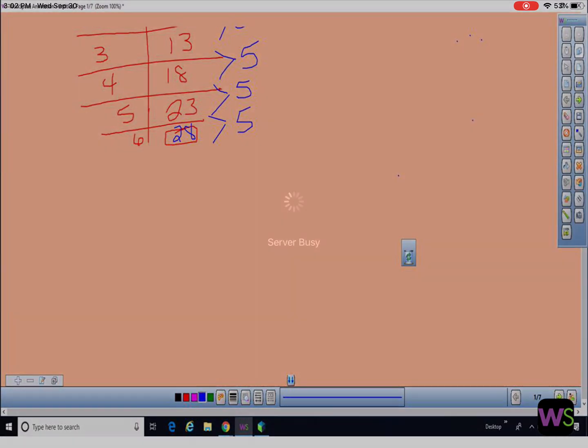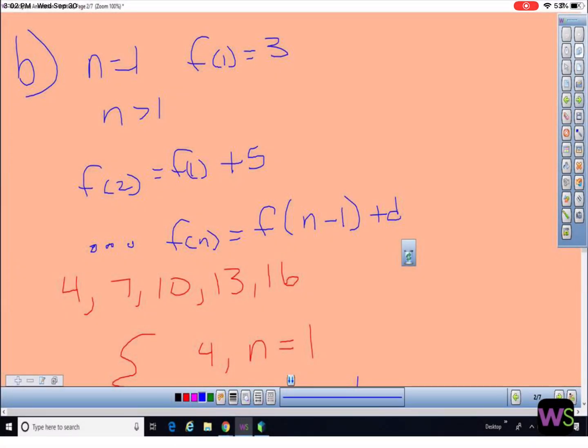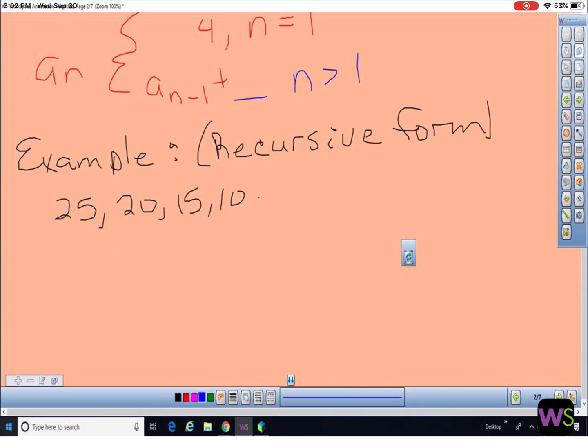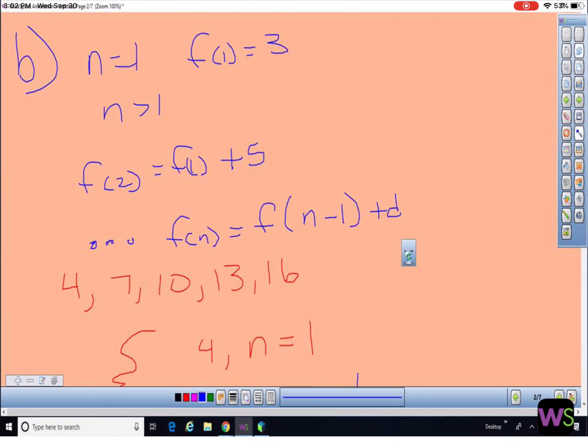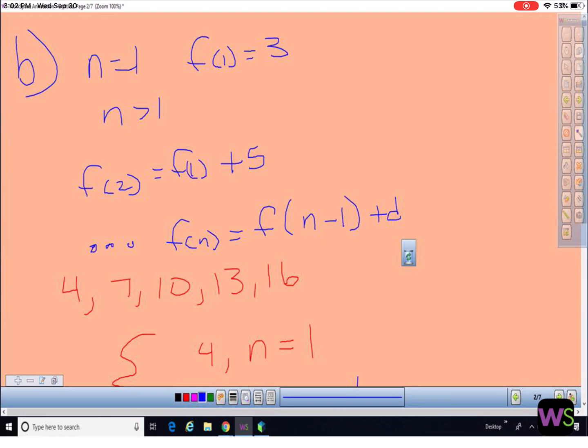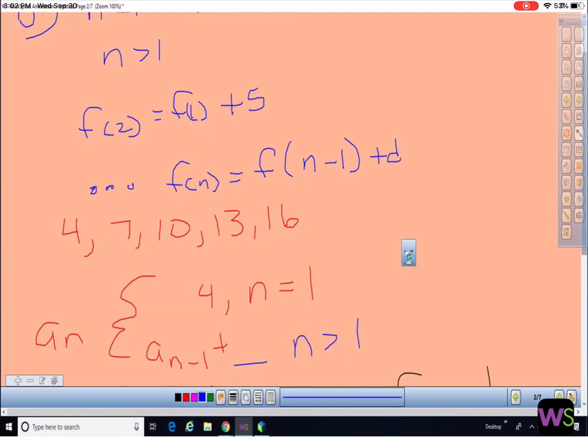Whenever you go to a 50th term or a 30th term, you don't want to have to go all the way through it. So basically what they're doing here is saying that n is equal to 1, which would be the beginning spot, where f of 1 is 3, and n is greater than 1. f of 2, so that's the second term, is equal to f of 1 plus 5, and so on and so forth. And that's how they finished out this sequence right here.